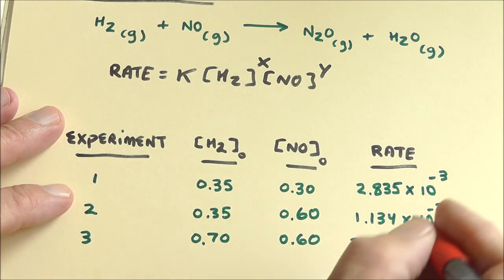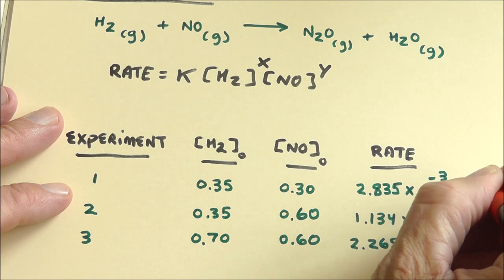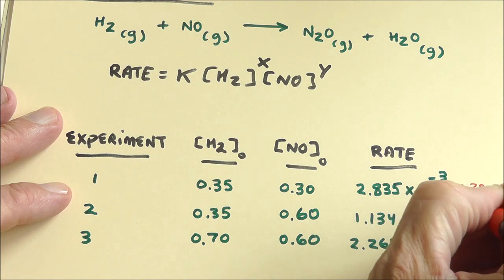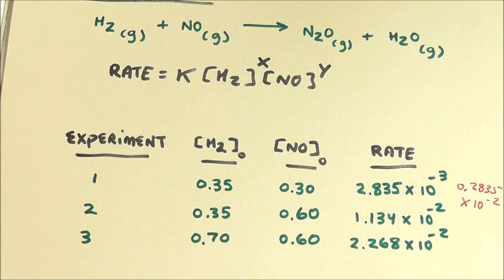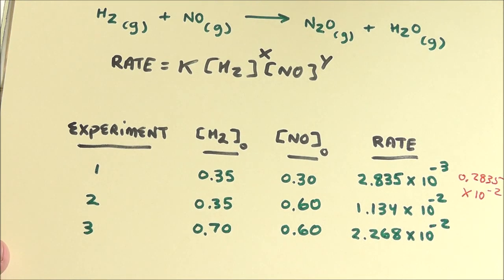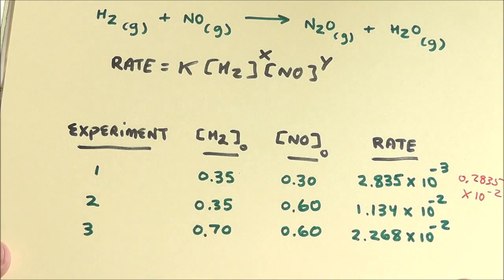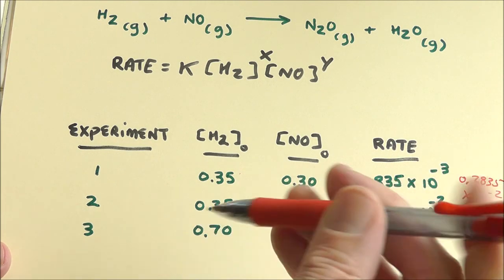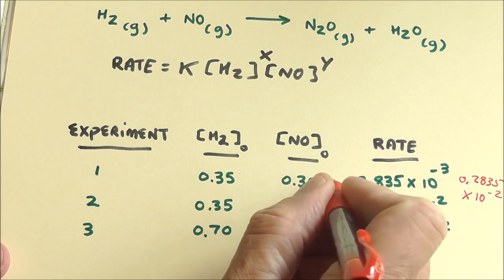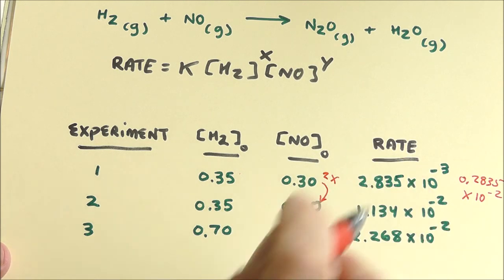So what I'm going to do is call this 0.2835 times 10 to the minus 2. That way everything's at times 10 to the minus 2, and now you can just ignore the times 10 to the minus 2 or 3, and they're all negative 2's, and you can just look at the number in front of it. Now, same strategy as before, I'm going to look at the first two experiments, just because they're the first two. H2 is being held constant. NO is doubling. Last example, everything tripled, but it doesn't matter.